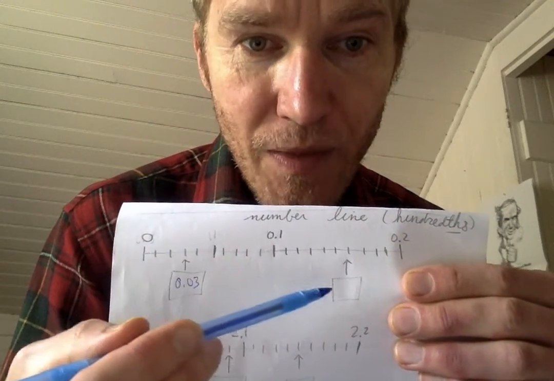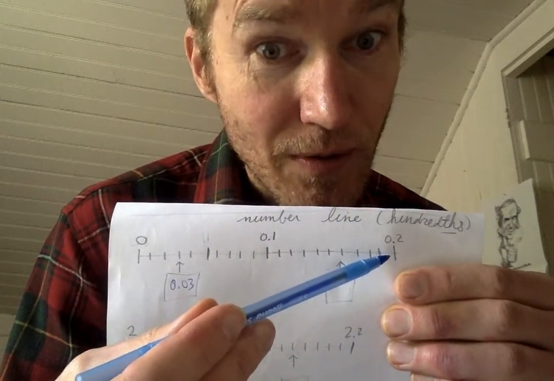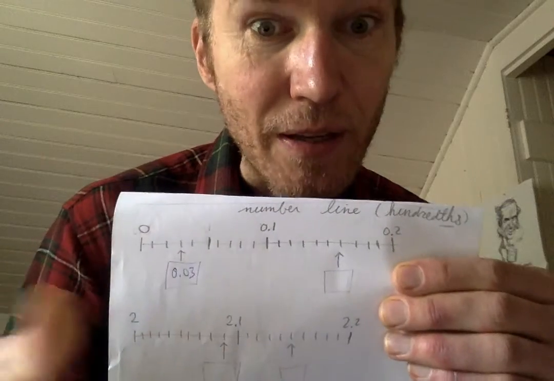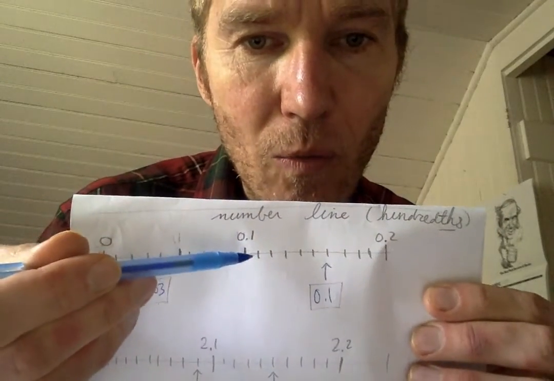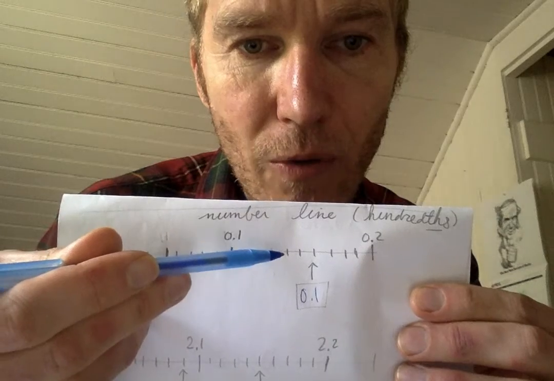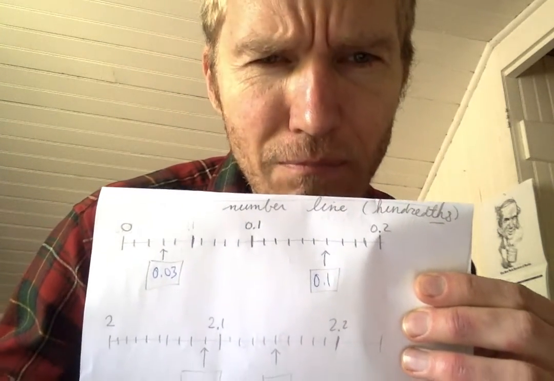Oh, they got another one. This one's going to be somewhere between 0.1 and 0.2. So it's going to be 0.1 something. But what? Let's count them up. 1, 2, 3, 4, 5, 6. 0.16. Is that what you got?